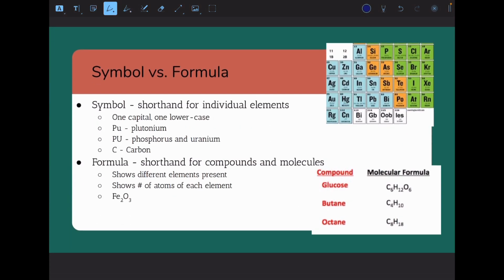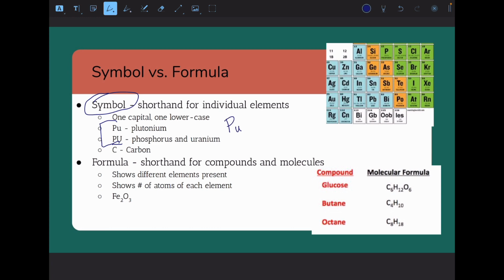But next, let's talk about symbol versus formula. A symbol is the shorthand for an individual element. It's one capital, one lowercase. So, for example, here, Pu with a lowercase u means plutonium, whereas PU with a capital U means phosphorus and uranium. And sometimes you guys have handwriting where you can't really tell what's capital and what's lowercase, so be careful of this. But generally speaking, you want to make sure that you can clearly tell what's lowercase.